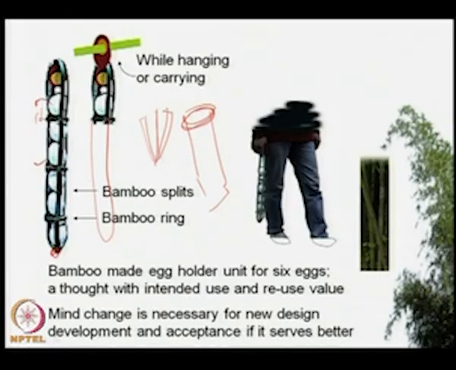So, by this way what we try to achieve is a bamboo-made egg holder unit of 6 eggs, a thought with intended use and reuse value. After using it, again we can refill it with eggs. Mind change is necessary for new design development and acceptance if it serves better. So, bamboo is a plentiful material available in villages and so on.